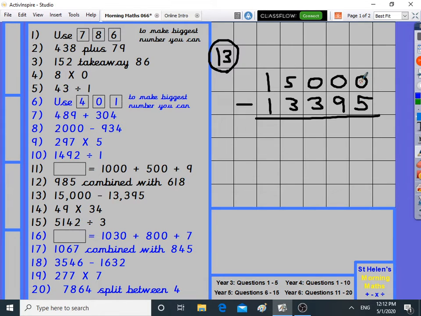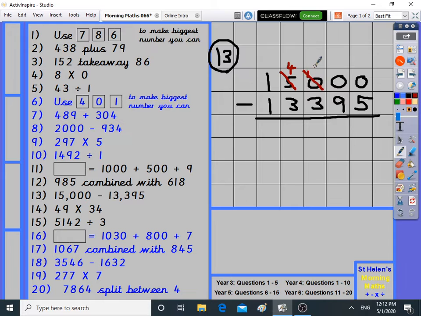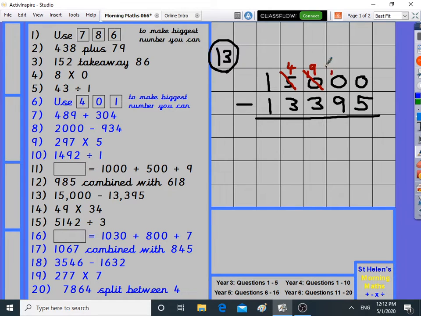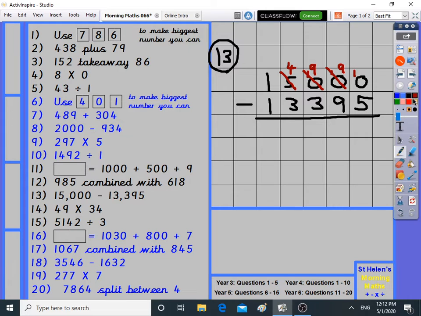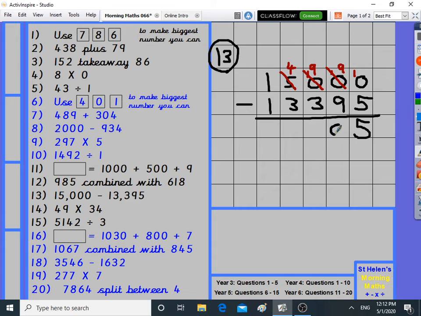0 take away 5 you can't do. You've got to go all the way along to the 5 to get some help. It goes down to a 4 and lends 1. Then we can take this 10 down to a 9 and lend 1. We can take this 10 down to a 9 and lend 1. And we have 10 take away 5. 10 take away 5 is 5. 9 take away 9 is 0.